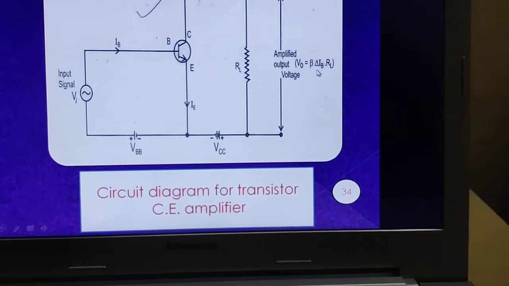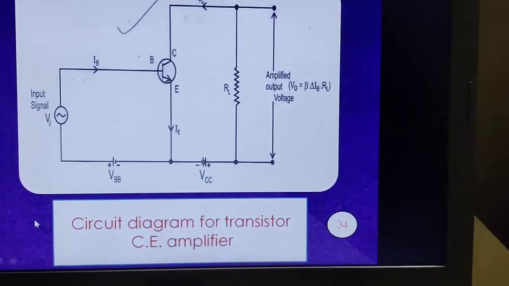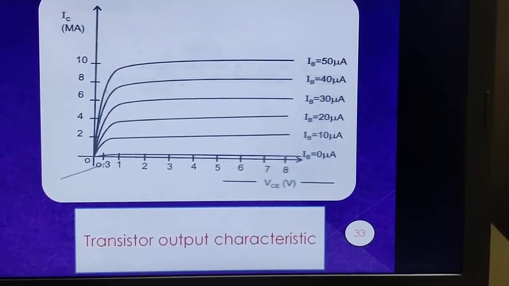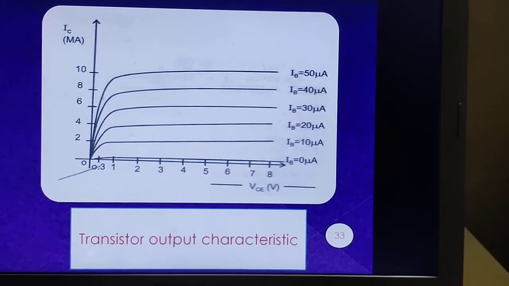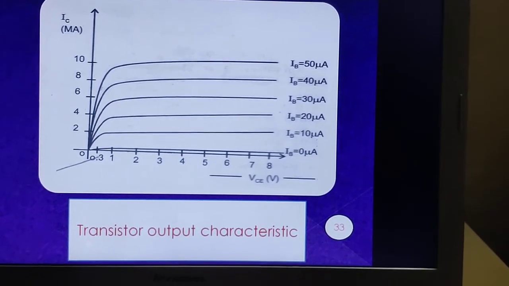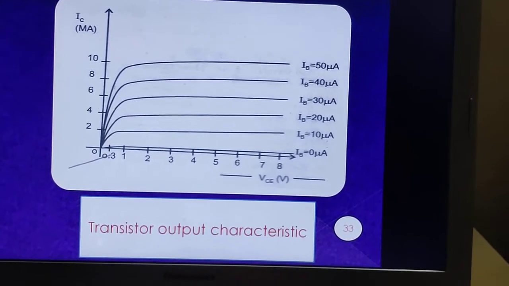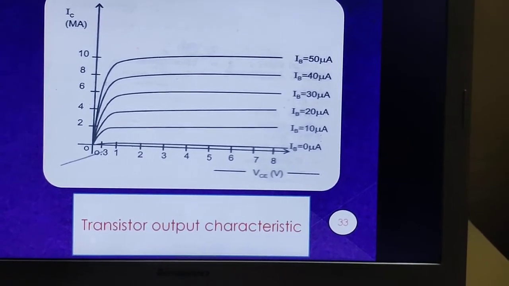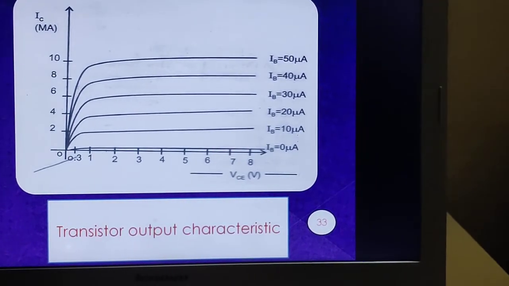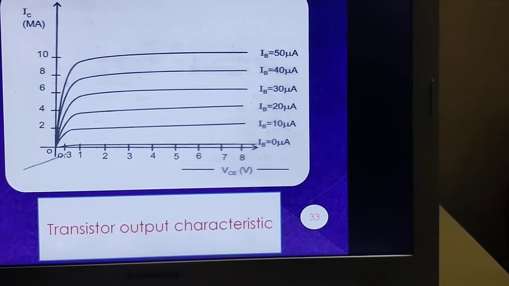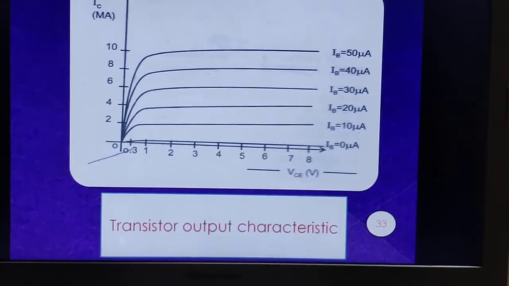Now in this equation, beta is the current gain. If we remember the output characteristics of the transistor, look here that for every step of say 10 microamperes of the base current, we see a sharp rise of 2 milliamperes of the output current. That means if the input is changing by around 10 microamperes, the output is changing by 2 milliamperes, that is almost 200 times, and this 200 is nothing but the current gain beta.